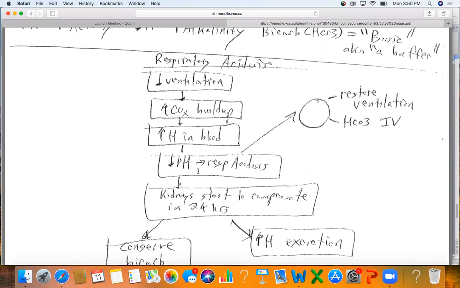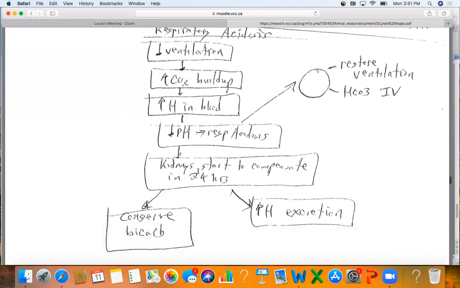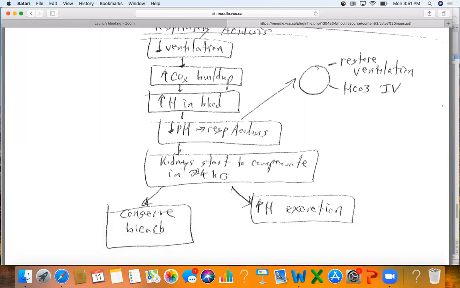If we do nothing, and assuming the patient lives long enough, and with an opioid overdose that's highly unlikely, but assuming they did live long enough, then in a day or so, the kidneys will kick in. And what are they going to do? They're going to try to get rid of hydrogen, which is acidic, increase their hydrogen excretion, or they're going to try to conserve or make bicarb, which is a basic buffer. Kidneys are great. They're hard workers, but the problem is they take time to kick in, like a day or two. Someone who's overdosed on heroin doesn't have a day or two to wait for the kidneys to kick in. So what do we do?